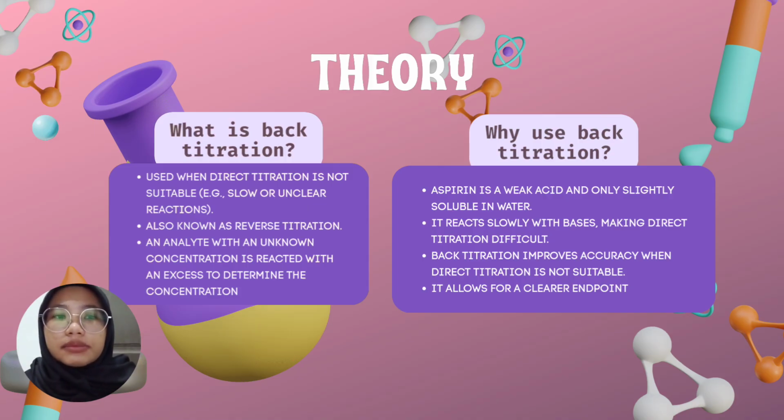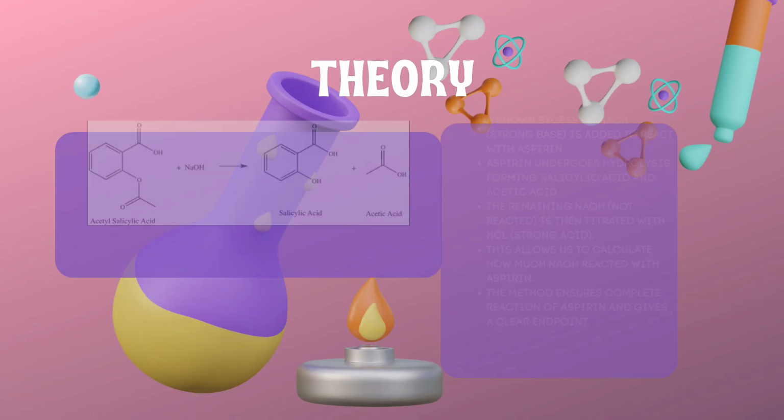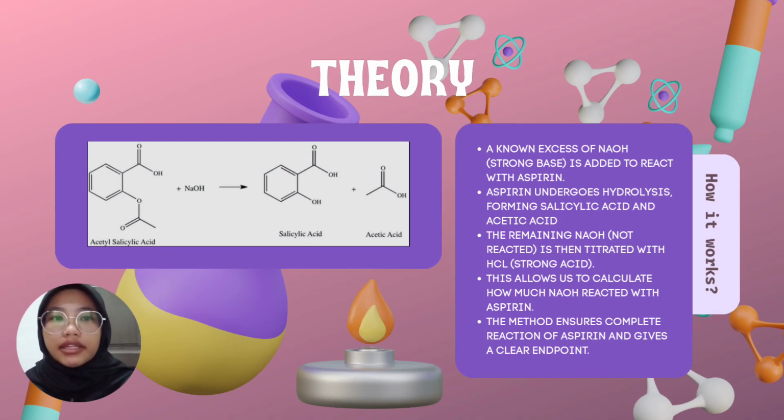It is because aspirin, or acetylsalicylic acid, is a weak acid that reacts slowly with bases and is only slightly soluble in water, making a direct titration difficult. The use of back titration ensures that the entire sample reacts before titration, improving accuracy and making the endpoint easier to detect. Back titration overcomes this limitation by adding an excess of a strong base such as sodium hydroxide to ensure a complete reaction with the aspirin.